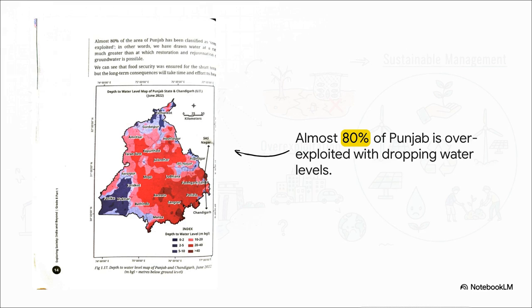By June 2022, nearly 80% of Punjab's area was classified as overexploited. Groundwater levels have plummeted to inaccessible depths of 30 meters. Remember our bank account analogy? They treated a renewable water supply like a non-renewable bank account, and now the account is running desperately dry.